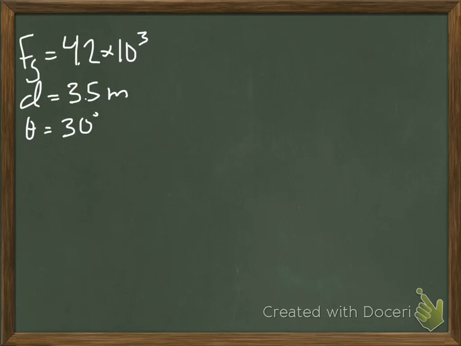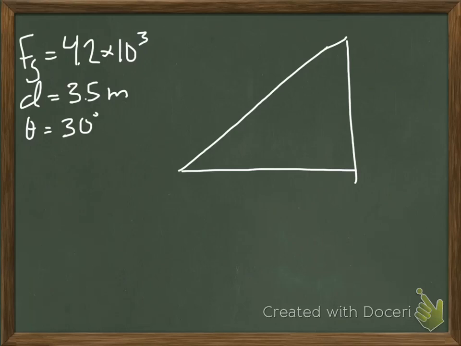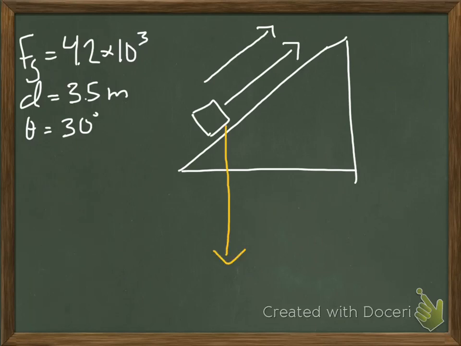So here we go. We have a plank here. I'm just going to go ahead and complete the triangle. The piano is being slid up the plank in that direction. So that means that if the distance is in that direction up the plank, then the force must also be in that direction up the plank. But that's not what we're given, is it? We're given the force of gravity. We're given the force pulling the piano straight to the center of the earth. That's the force that we're given.